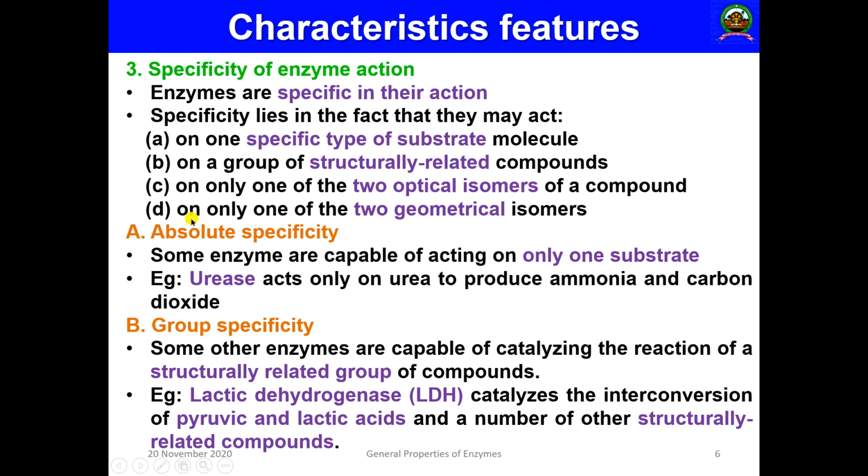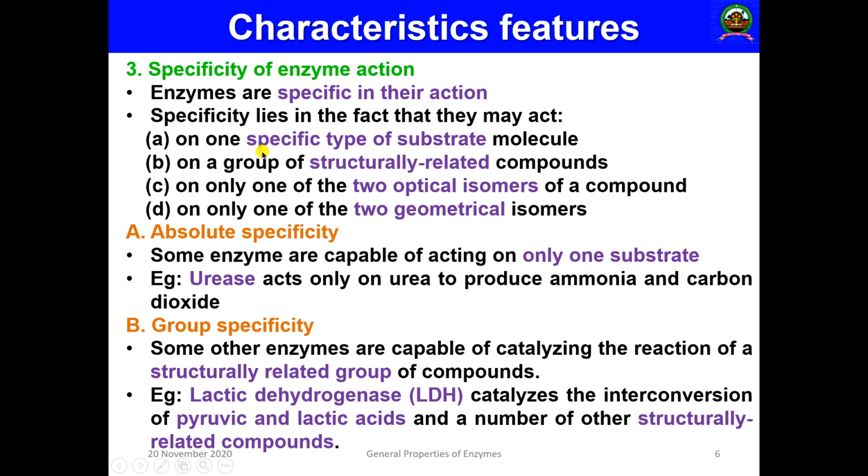And the next one is that the enzymes act on only one of the two geometrical isomers. You know that there are two types of geometrical isomers, cis isomers and trans isomers. So the enzymes will not act on both geometrical isomers, such as the cis and trans variety. They act only on either cis or trans. In most cases they act on the trans variety.